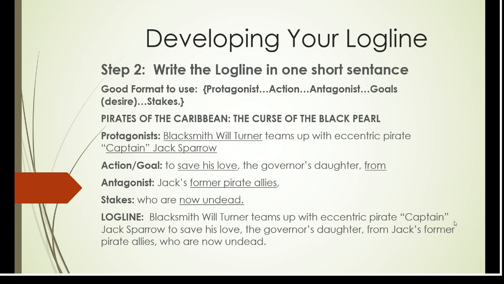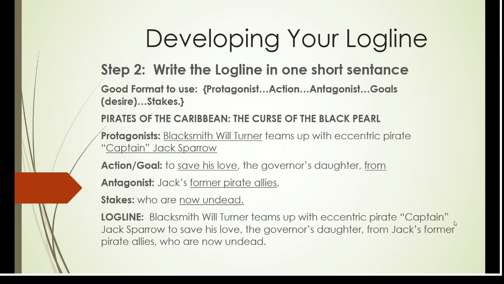So first it talks about the protagonist. Blacksmith Will Turner teams up with his eccentric pirate captain Jack Sparrow. Okay, so now you know who the protagonist and his sidekick are. Then the action and the goal was to save his love, the governor's daughter. And what do they save her from? The antagonist, former pirate allies, and the stakes, who are now undead. So they're allies, but now they have to deal with the supernatural. So that raises the stakes a little bit. They're not dealing with just people, they're dealing with supernatural things.